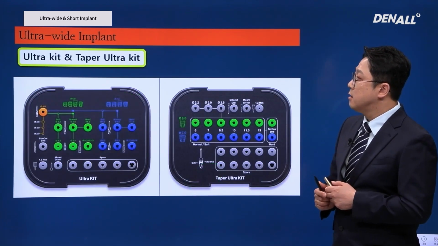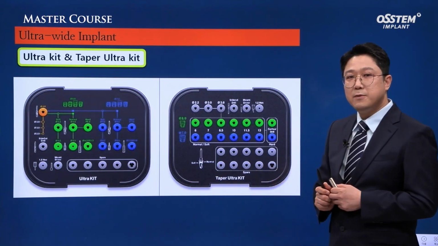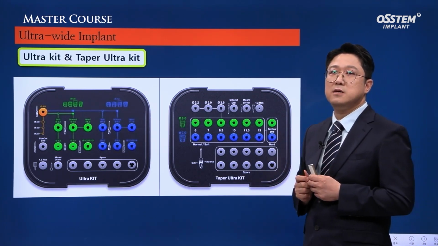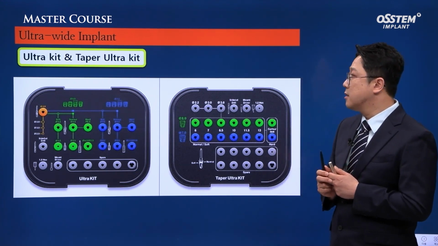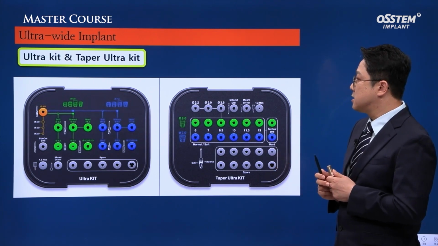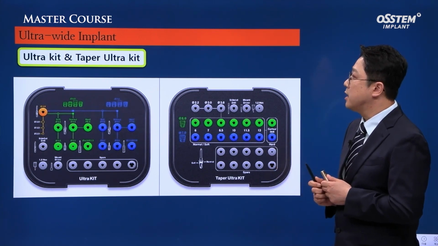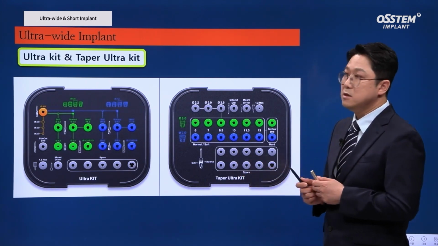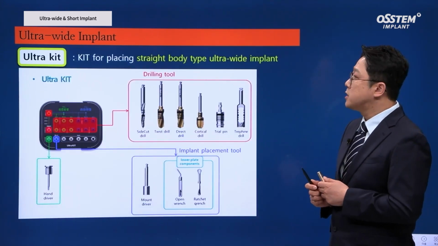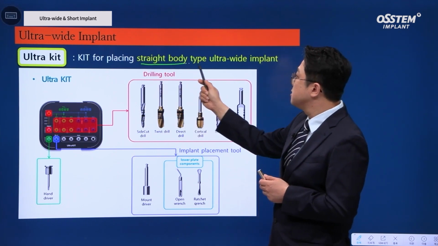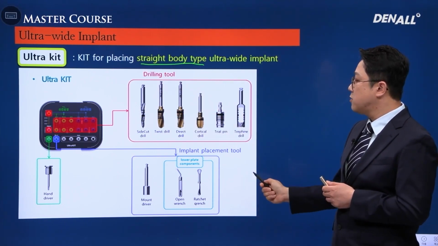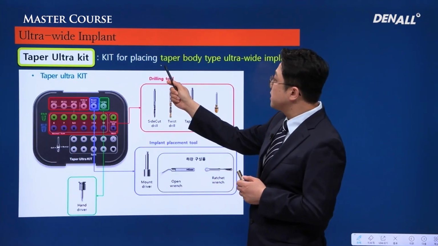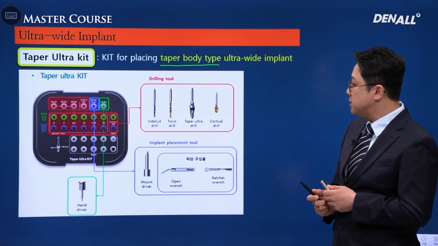posterior area. In the case of ultra-wide implants, not many people plan from the beginning to use them. You don't see dentists saying, I'm going to place a 6 by 7 mm implant often, but there is a dedicated kit, and in that case, you need this ultra-wide kit. There's the ultra kit and the taper kit. The ultra kit is for straight body type implant placement. It's a dedicated surgical kit. The taper ultra kit is for placing taper body type ultra-wide implants.